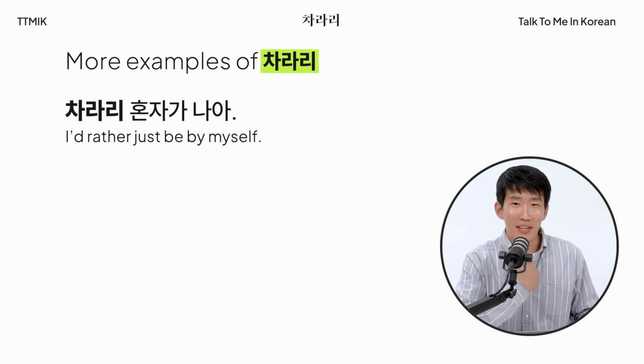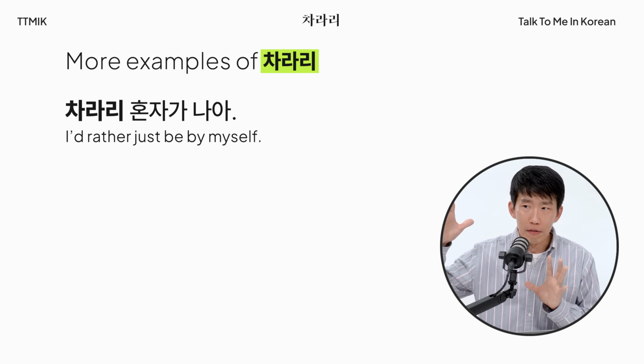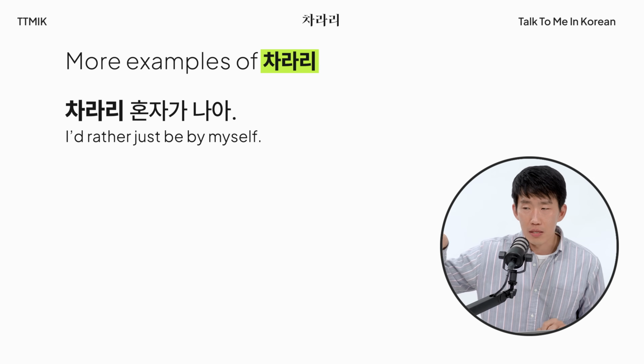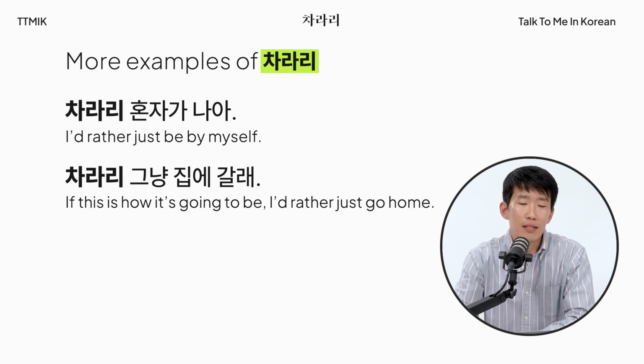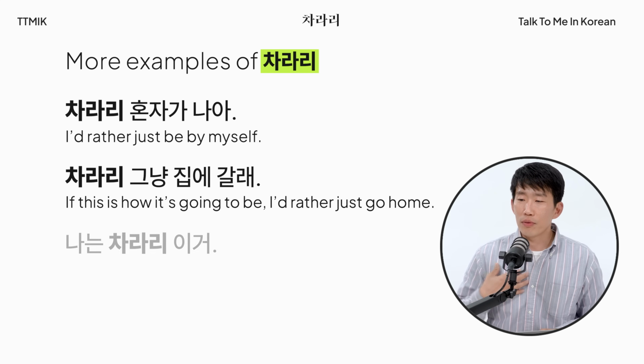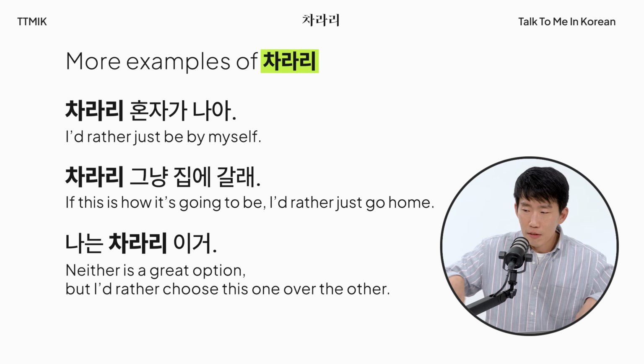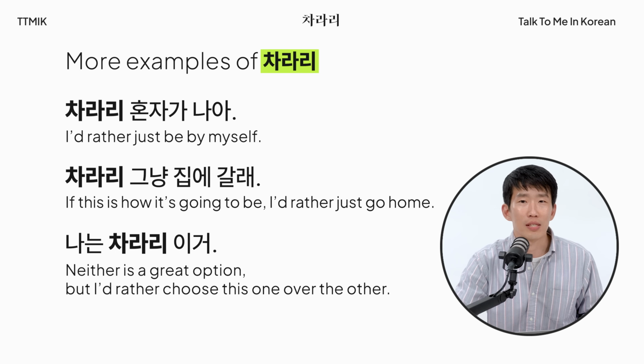I am having trouble pronouncing this word. 차라리 혼자가 나아. And then you have choice A, choice B. Choice A is going somewhere you might not have fun. Choice B is just going home. 차라리 그냥 집에 갈래. And then 나는 차라리 이거. iPhone 18, the newest model, 17, 16, iPhone 12. 차라리 이거. This is easier to use for some reason. You can say it like that. Neither is a great option for me. Too expensive, too old, but I would rather go with this one.